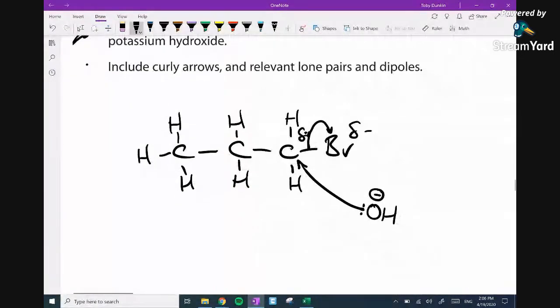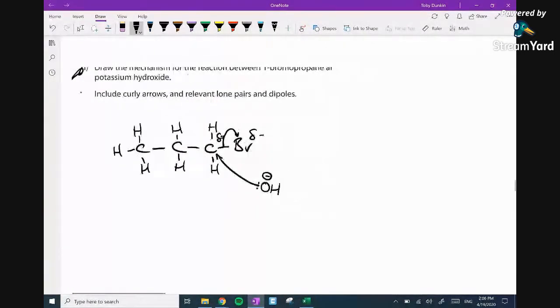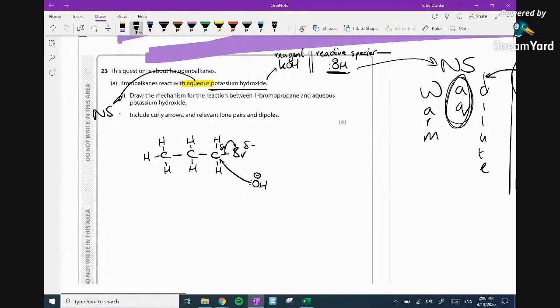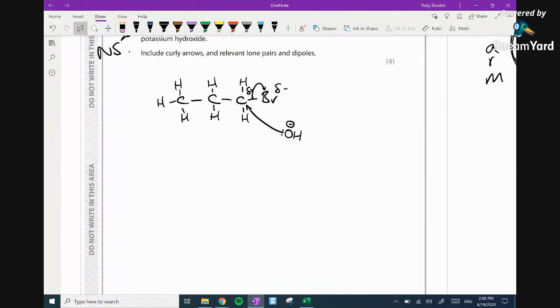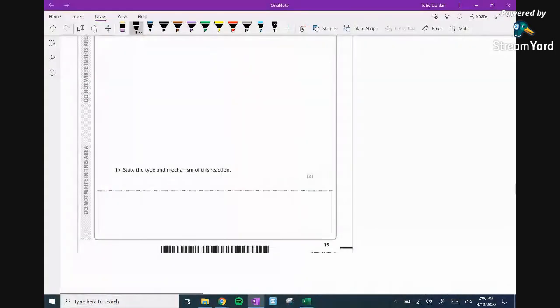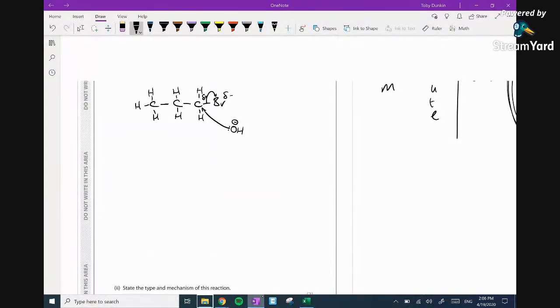Make sure the arrows also look like they've got complete heads. So there's my 4 marks. Do they want anything else? No, that's it. Nuke sub. I'm also going to draw the product. They're probably going to ask me to do that anyway, so I'm going to draw the product anyway.